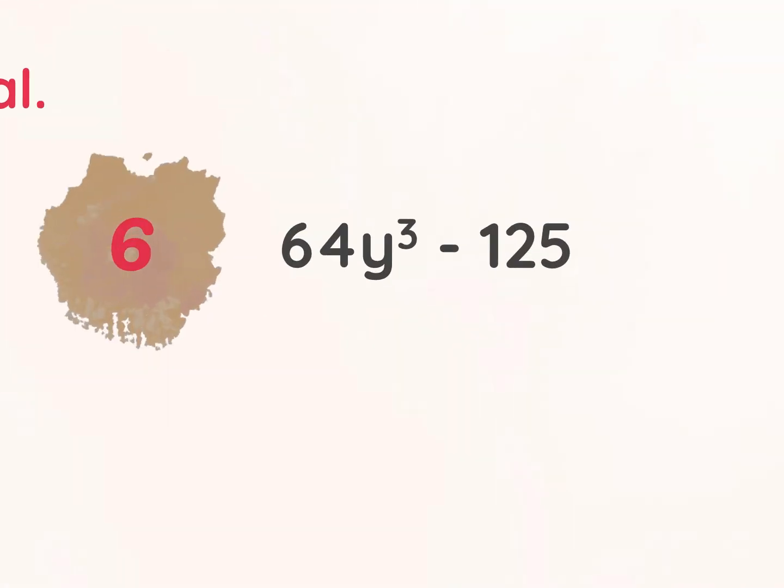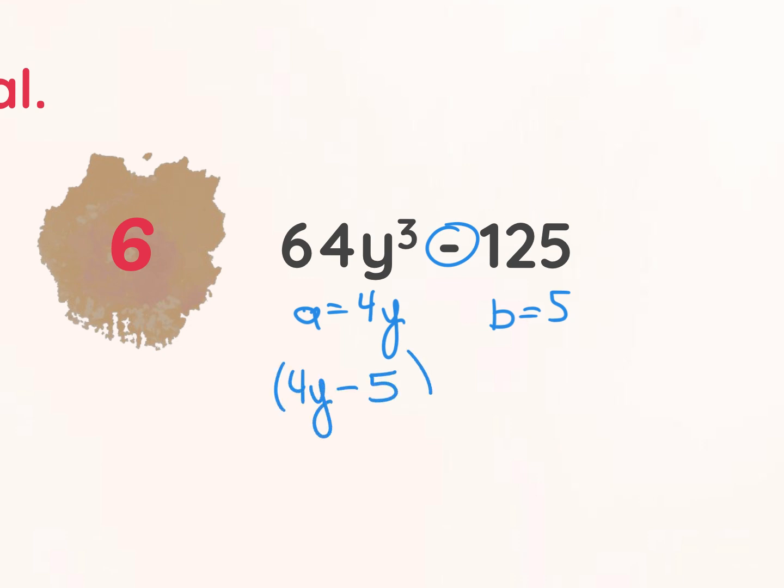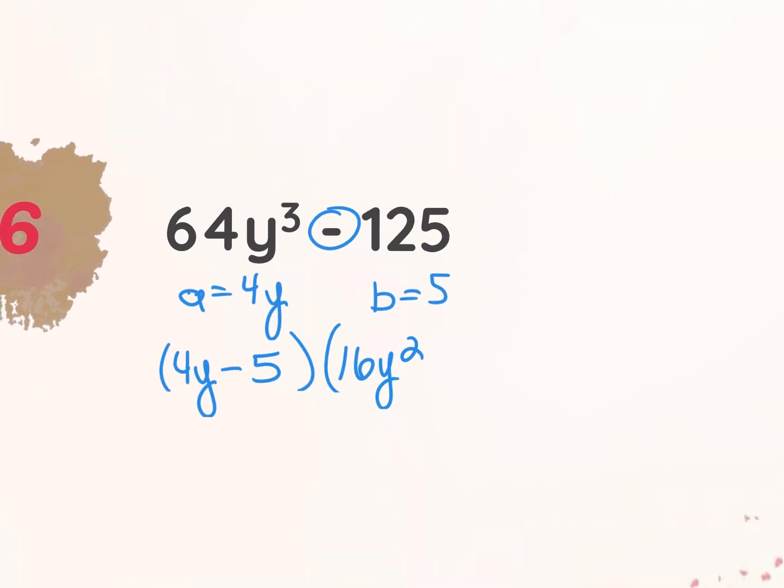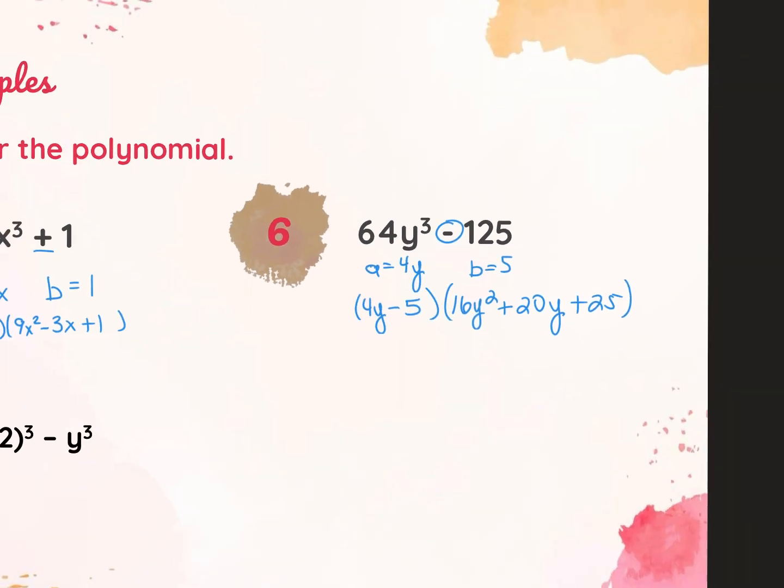Look here, GCF, no. So let's identify my A term. What times what gives me 64? That's going to be 4. My y cubed is going to be y. And then my B term is going to be 5. We have a minus sign here, so my first parenthesis is going to be 4y minus 5. And then I'm going to square the first term. 4y squared is going to give me 16y squared. I multiply 4 times 5, so I'm going to say plus 20y. And then I square the last term, so plus 25.